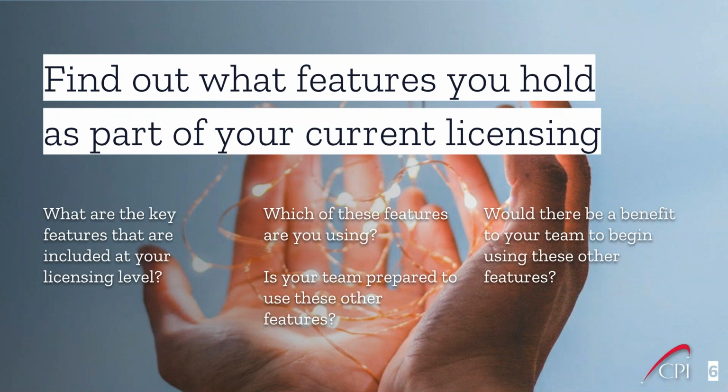So the first question, and this is where finding out what features you hold as part of your current licensing really comes into play, is: what are the key features that are included at your licensing level? Oracle has several licensing levels, and with each increasing level, there are additional features. Many of those features you probably are using. The common ones are incident management, contact management, and potentially emailing, right? Those are potential features that you may be aware of.